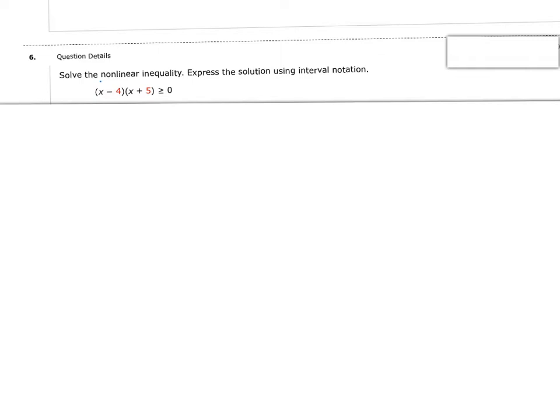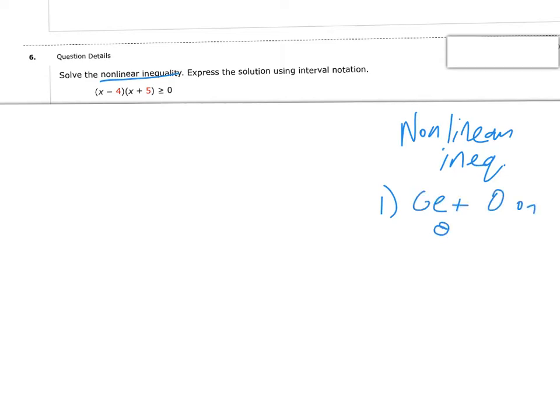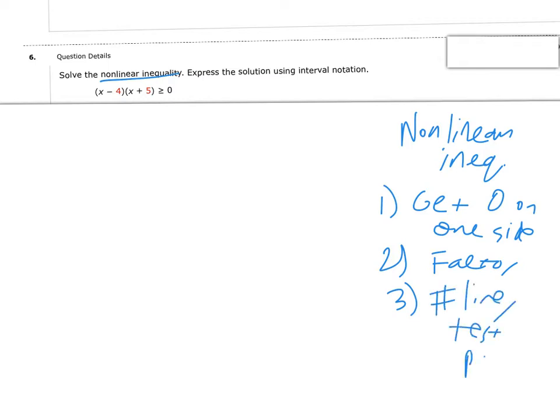All right, here we have our first nonlinear inequality. So this is kind of our new thing. So nonlinear inequality. The steps for this are, first of all, get one side equal to 0. All right, and actually I shouldn't say equal to 0. I should just say get 0 on one side. And then step 2 is factor. And then step 3 is number line. And then test points. So I'll talk about that last one.